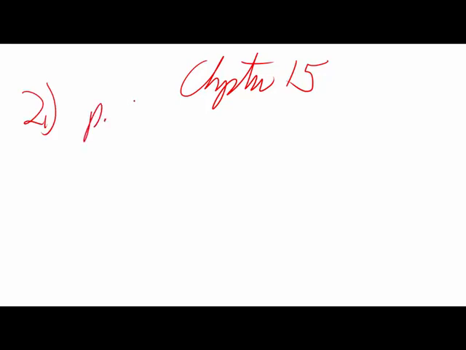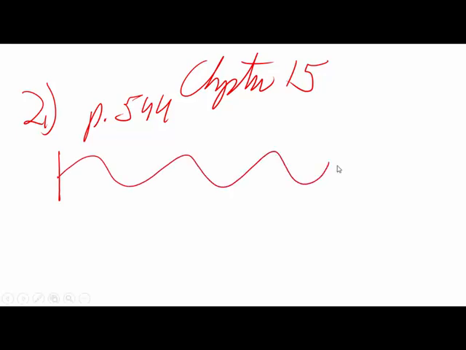Okay, students, let's look at Chapter 15 problems. We're on Chapter 15, number 2, on page 544. Number 2 says a wave speed on a string is 150 meters per second when the tension is 75 newtons. So the velocity of the string is 150 meters per second when the tension is 75 newtons, okay?